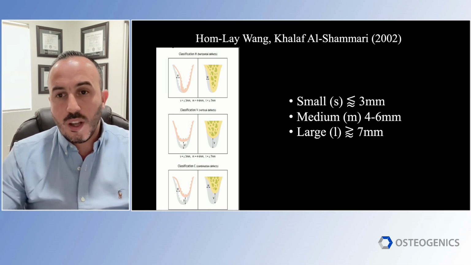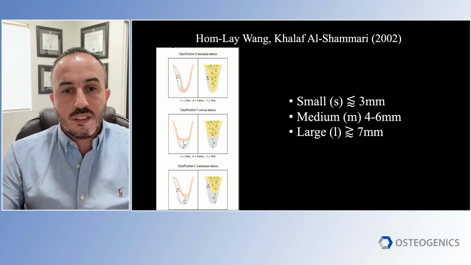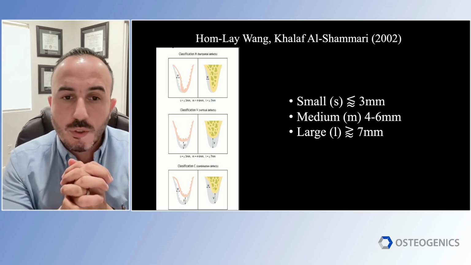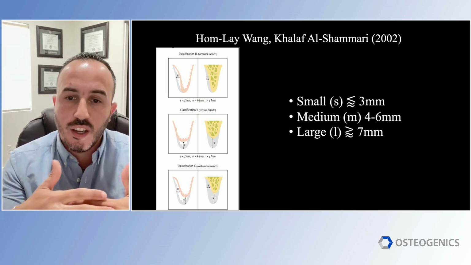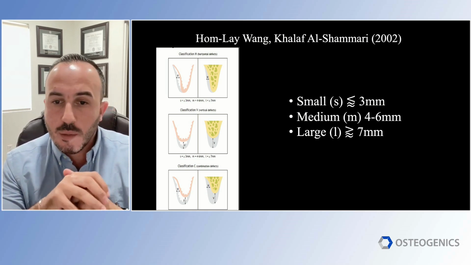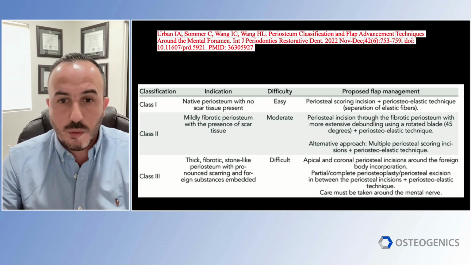On the other hand, Hom-Lay Wang and Khalaf Al-Shammari in 2002 implemented a classification that is similar to Seibert's, by horizontal, vertical, and combination, but further classified as small, medium, and large: less than 3 millimeters small, 4 to 6 millimeters medium, and large being more than 7 millimeters.